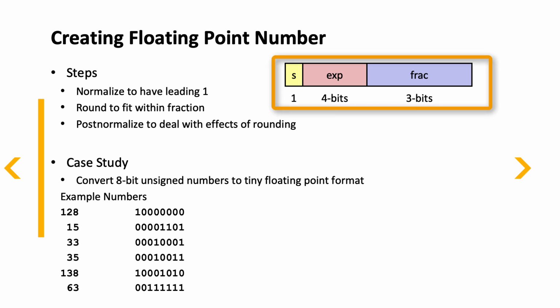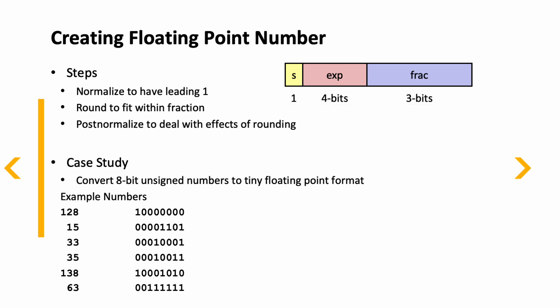Now we're going to be using this 8-bit floating point representation where we have 1 sign bit, 4 bits for the EXP field, and 3 bits for the frac field. That's going to be sufficient to represent things, and it's going to keep it a little simpler so that we're not dealing with big, huge representations with a whole bunch of wasted bits while we're just trying to wrap our heads around exactly how it works. So we'll convert these 8-bit unsigned numbers to this tiny floating point format.